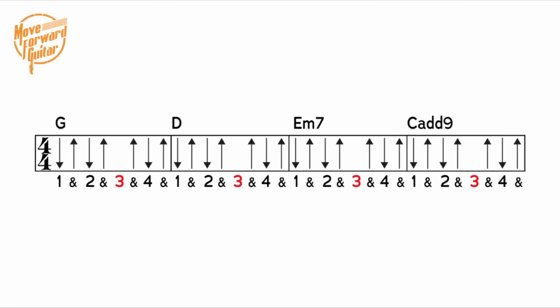So now we can just take those popular strumming patterns that I just showed you and plug them into the chord progression. So here's the first example. Now, instead of just playing E minor for 4 bars, we're going to play the chord progression, the G, D, E minor 7, C add 9. And I'm just going to demo this to the backing track so you can hear it and you can count for me.